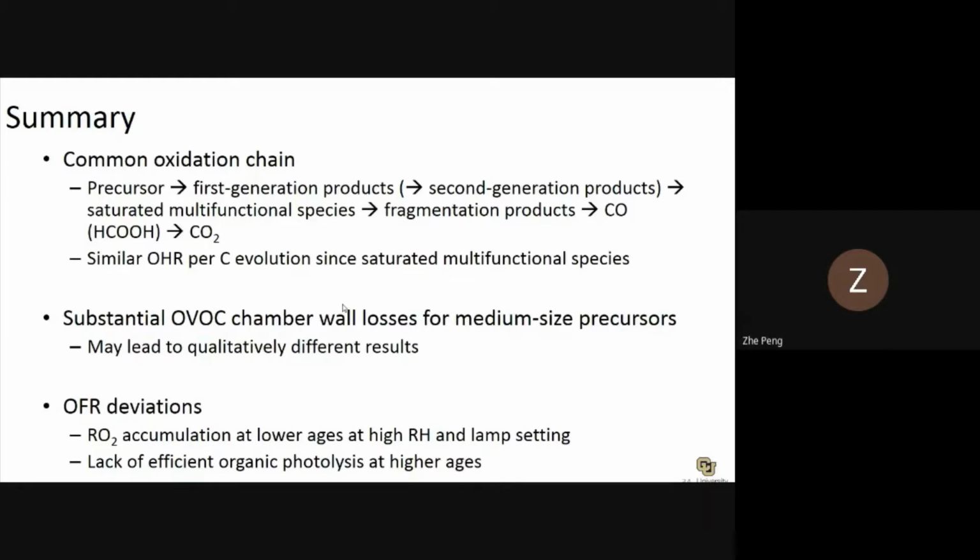In the OFR, R2 can be accumulated at lower ages when water vapor photolysis is very strong. And OFR lacks efficient organic photolysis at high ages. That's all I want to talk about today, and I'm happy to take any questions.